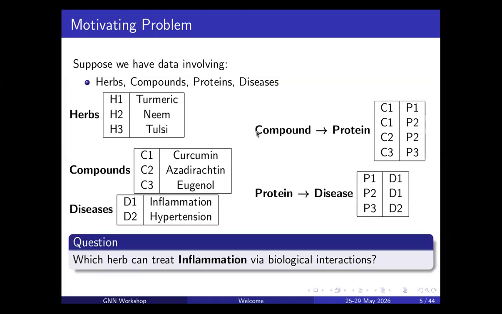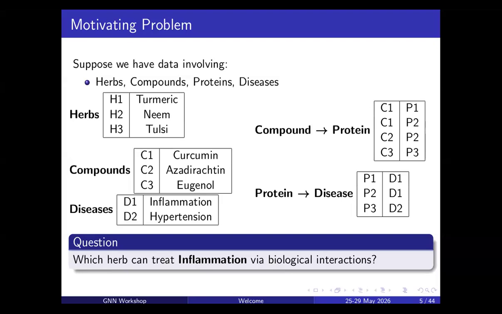If you have a question like which herb can treat inflammation via biological interactions, your task is to find the answer to this question using these tables. The traditional, classic approach in this situation is that we have different database tables. We have to write a query. So we'll apply a SQL query, a relational query, select something from multiple tables based on some conditions. So the select-from-where approach we can apply. It is purely a natural join. You have to join multiple tables.